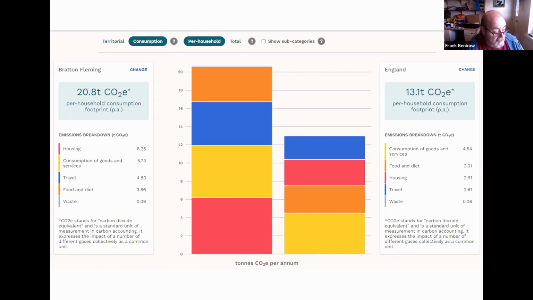Here in Bratton Fleming, the vast majority of our housing is band D or worse. So obviously the amount of energy that is required to keep those homes warm is certainly higher than the national average. Our consumption of goods and services seems to be higher as well.